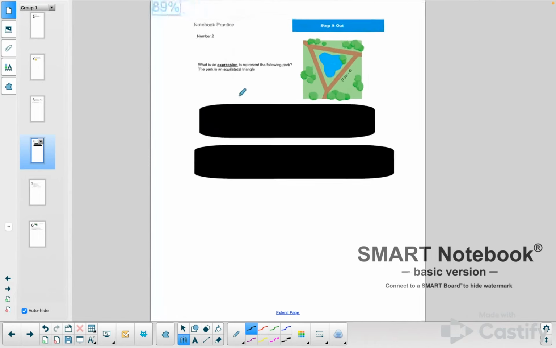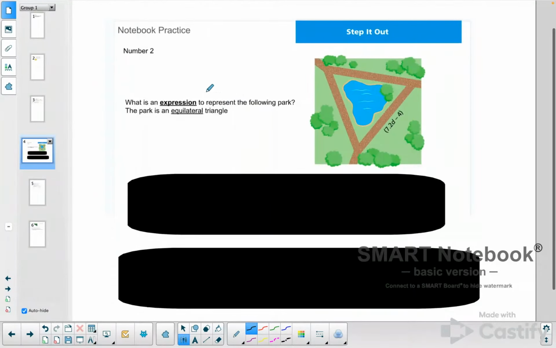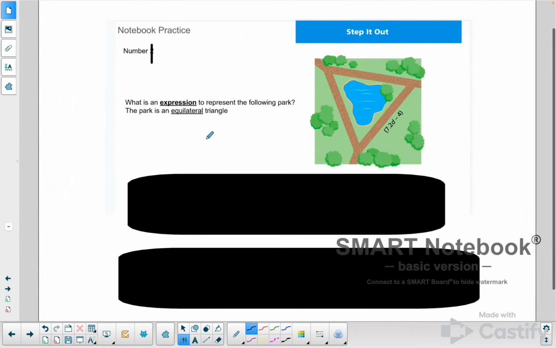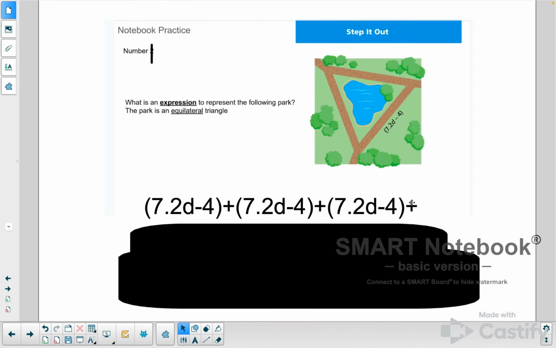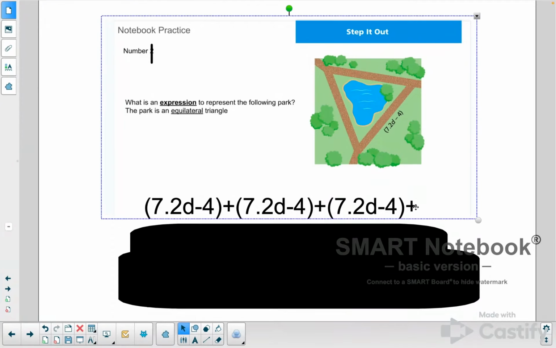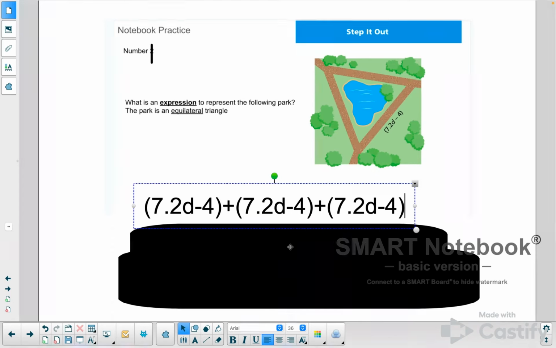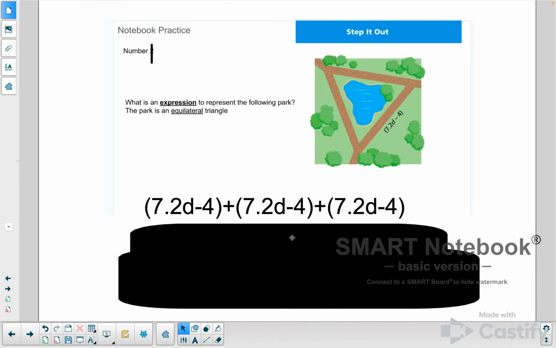All right, well, let's get started here. Number one. What is an expression to represent the park here? What expression can we represent the park? Keep in mind that this park is an equilateral triangle. Pause the video and give this a try. All right, is this what you came up with here? This is our expression to represent the park.